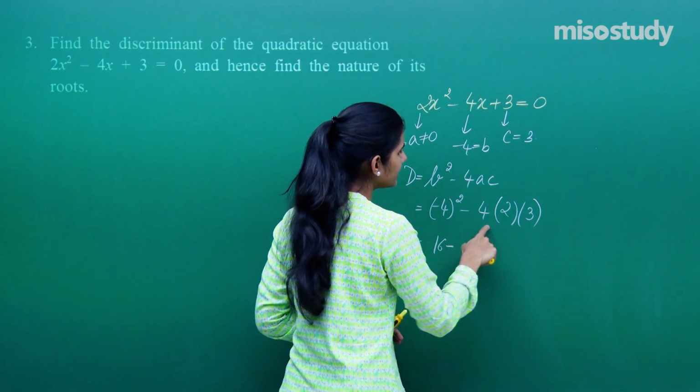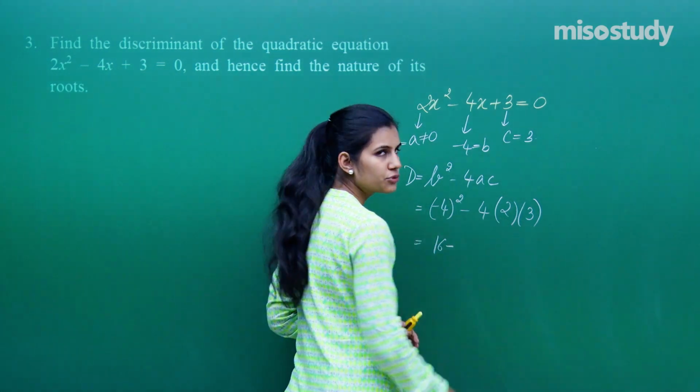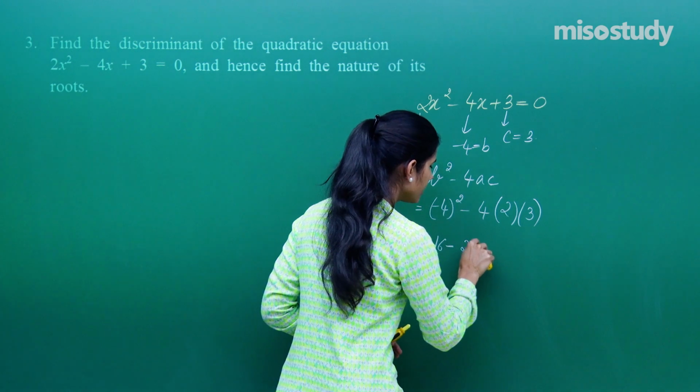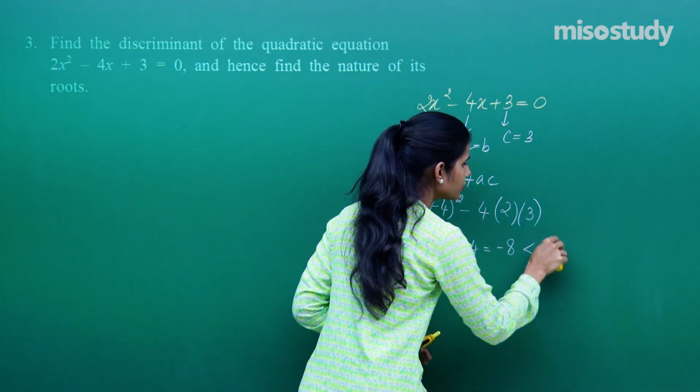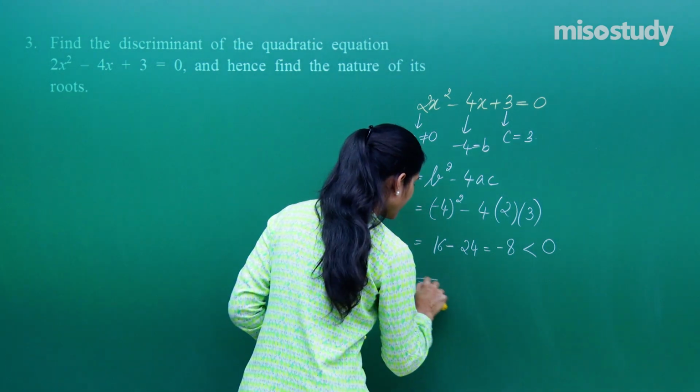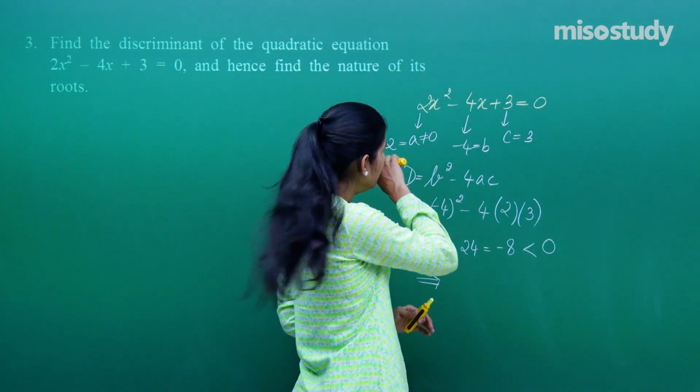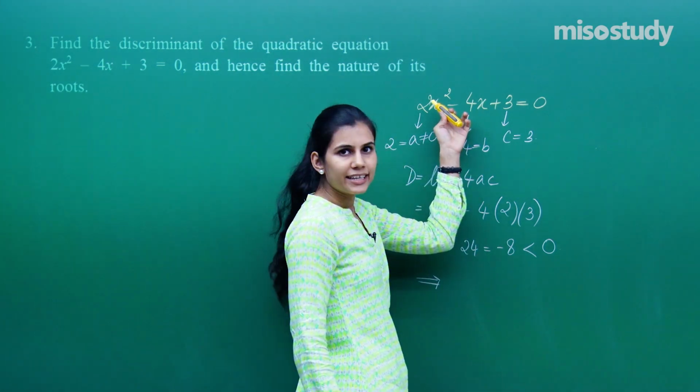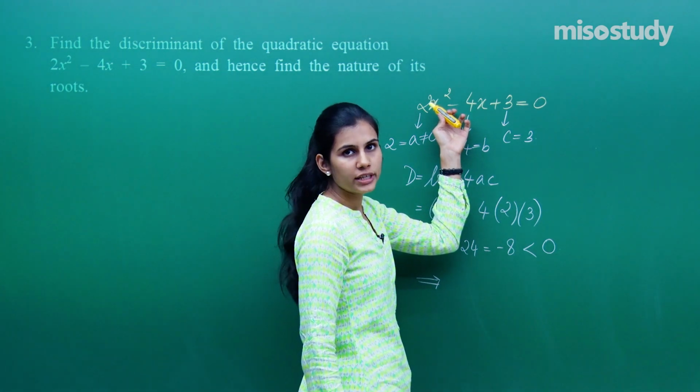This is 16 minus 4 into 2 is 8, 8 into 3 is 24. This gives you minus 8, which is negative. The moment discriminant is negative, this implies what? That this quadratic equation has absolutely no real roots.